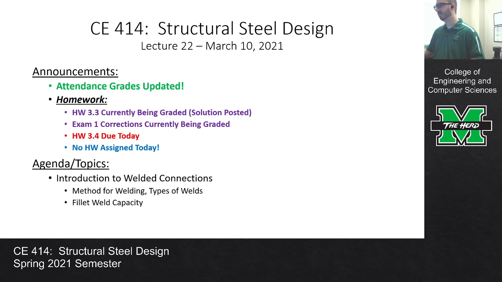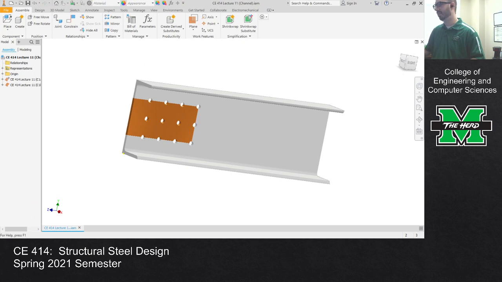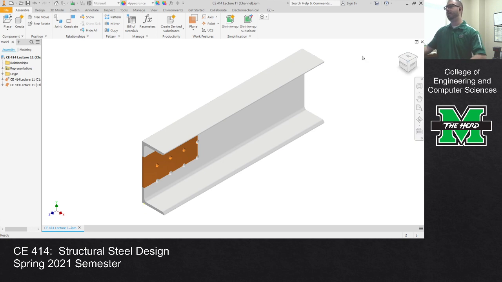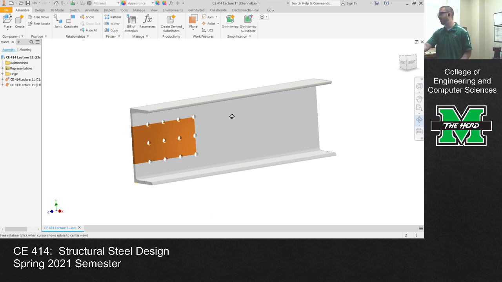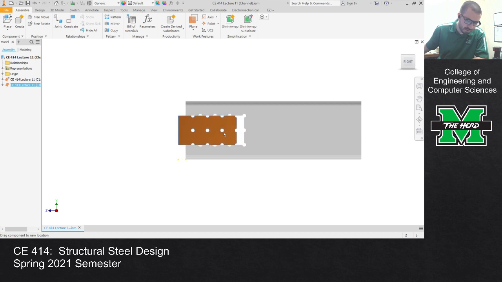Where's my Inventor? Okay, so this is Inventor. The exam problem that you were correcting looked something like this. It was a channel bolted through the web. When you look at the shear path, if you will, or the block shear path, it looks something like this. There are two shear paths. There's one up here and there's one down here.